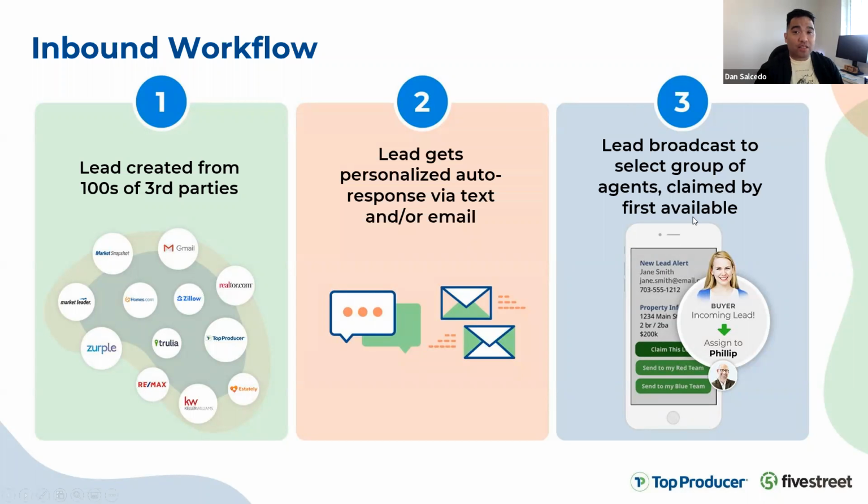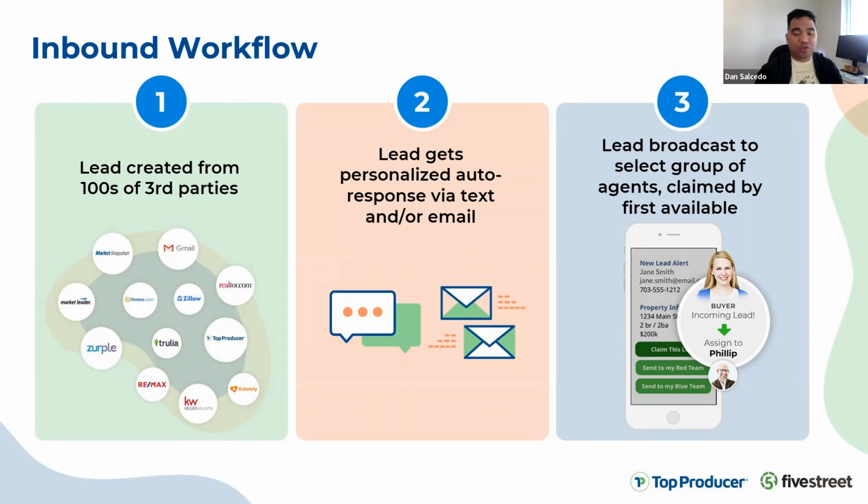Now, as far as if you are part of a team, if you look on the right side of this slide, it says lead broadcast to select group of agents claimed by first available. So what this means is when a new lead comes into your FiveStreet, and you have multiple agent licenses that you've purchased for FiveStreet, you can set it up so that everybody in your team gets an alert saying, hey, you got a new lead.